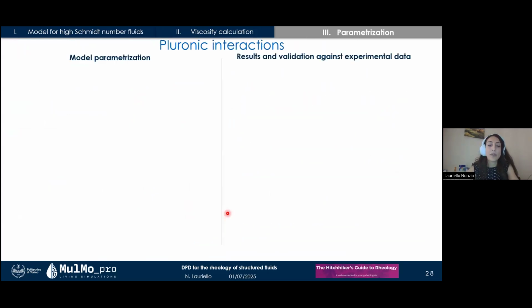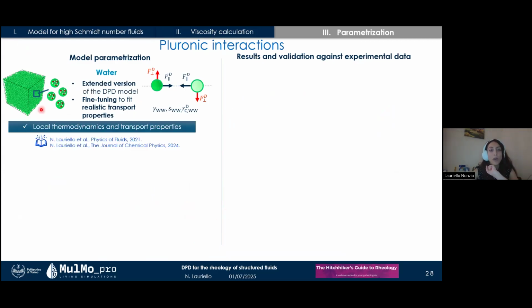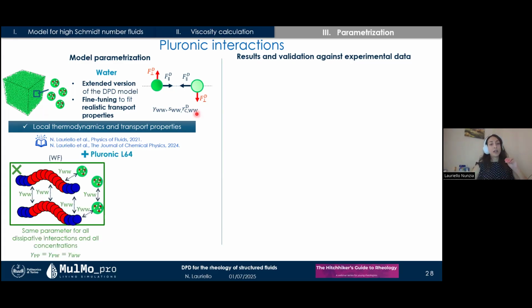Well, at this point, we are able to simulate a solvent, the water, in a proper way from the point of view of local thermodynamics and transport properties, and we tested two different approaches to model L64 interaction in the system. In the first approach, we applied the same parameter for all dissipative interactions and all concentrations in the system.